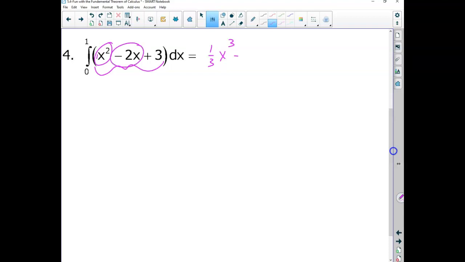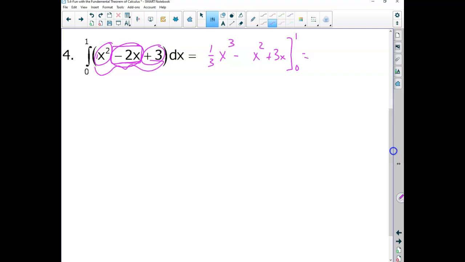this is going to be what? Well, it's a linear term, so that had to come from the squared. And when I take the derivative of that x squared, well, now I get that -2 in front. And this is a constant, so that's going to be plus 3x. Derivative of 3x gives me the 3. So there's my antiderivative, and I need to evaluate that from 0 to 1.